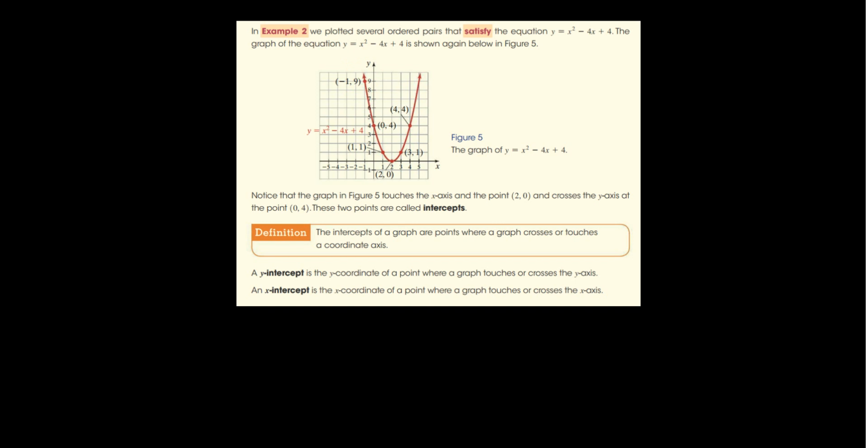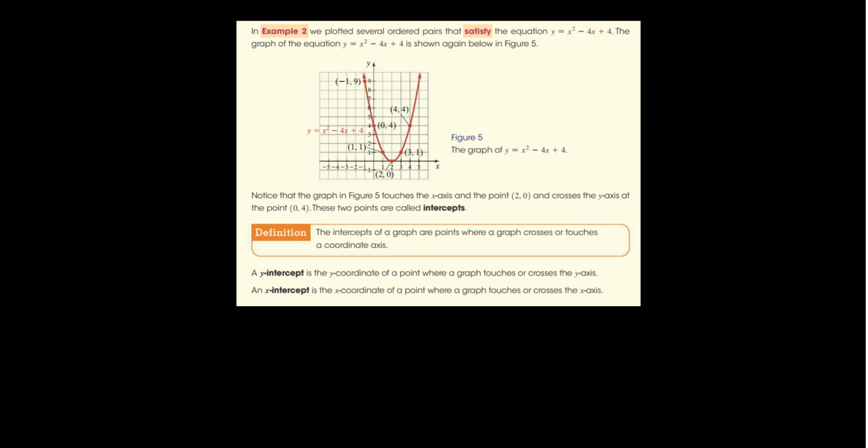Notice that the graph in figure 5 touches the x-axis at the point 2, 0 and crosses the y-axis at the point 0, 4. These 2 points are called intercepts. Why are they called intercepts? Because that is where we are intercepting the graph, where we cross or touch the axes. Definition: the intercepts of a graph are points where a graph crosses or touches a coordinate axis. And again, the coordinate axes are what the coordinate plane makes.